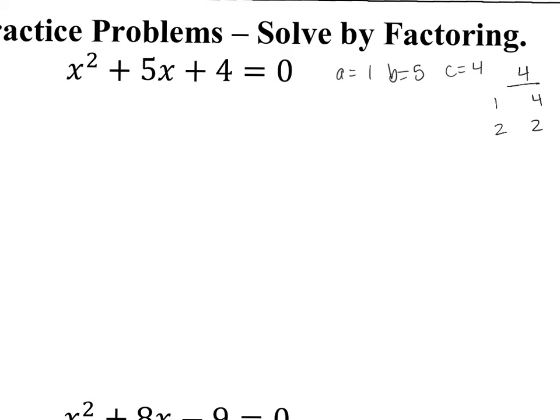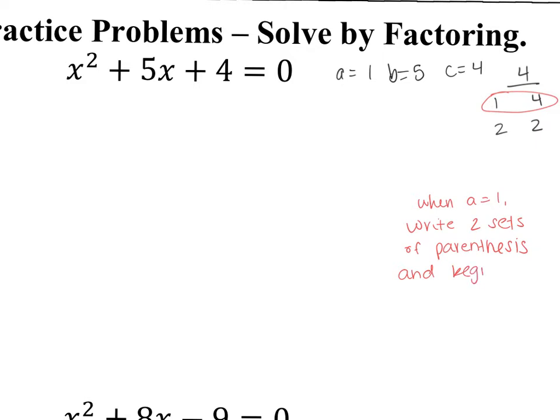Now that we have the factors, we have to go ahead and choose which one of those we could add up to get 5. So that's an obvious. 1 plus 4 is obviously 5. All right, so now remember when we have A equals 1, write 2 sets of parentheses and begin each with an X, then fill in the factor pair you chose. So the factor pair you chose. Okay? So that's your little hint.